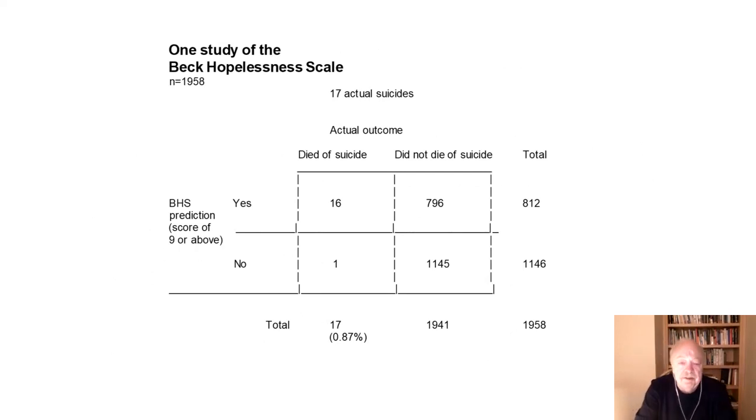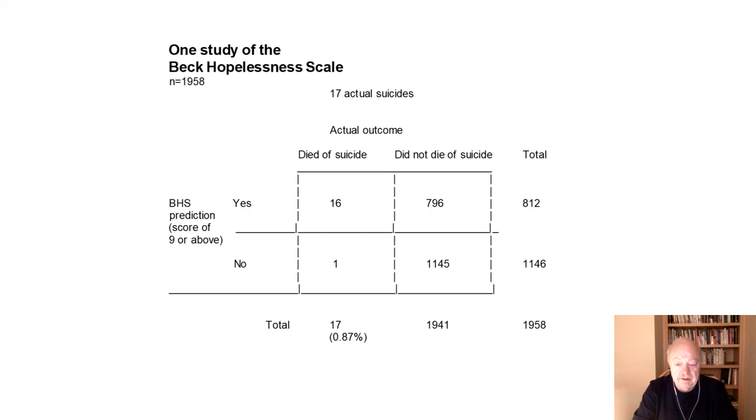This takes us back to this problem of the high number of false positives. So there's one particular study done of the Beck Hopelessness Scale. Now, the Beck Hopelessness Scale has very good psychometrics, and it's a very good measure of hopelessness, but it's not a very good measure of suicide. Now, hopelessness is an important risk factor, there's no doubt about it, don't forget that. But all I'm saying is just looking at hopelessness by itself is not a very good predictor of suicide.